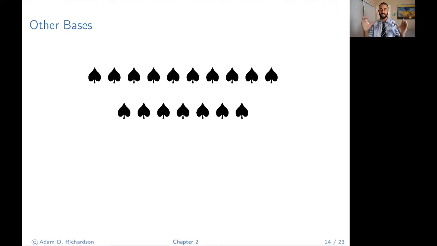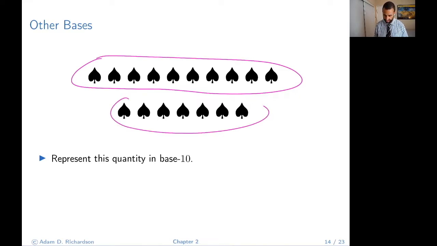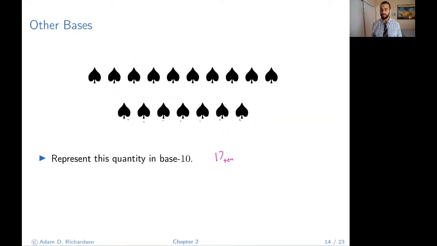Here is a quantity of objects, and we're just going to write this quantity in different bases. First, let's write it in base 10. That's super easy, right? Here's one group of 10 objects, and then there are 7 left over. 1, 2, 3, 4, 5, 6, 7. So we would write this as 1, 7 in base 10. Sometimes we'll write the word 10 just to emphasize that, so it's not confusing. So that's 1, 7 base 10, or as we call it, 17.